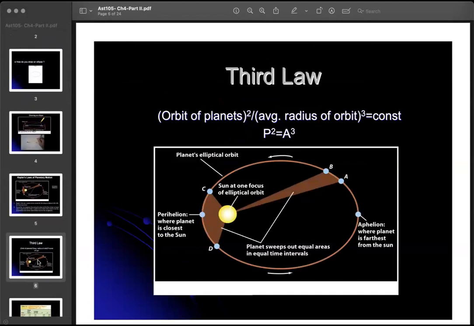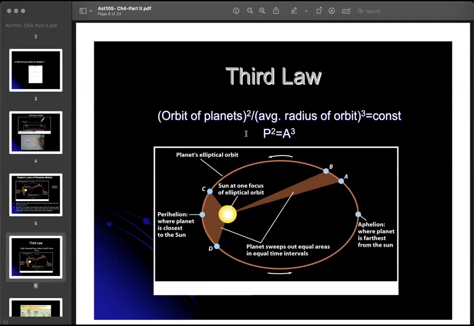The third law is best expressed as a mathematical formula: P squared is equal to A cubed. In words, it means that for planets with bigger orbits, the period is larger, as you saw in that table of sidereal periods, right?